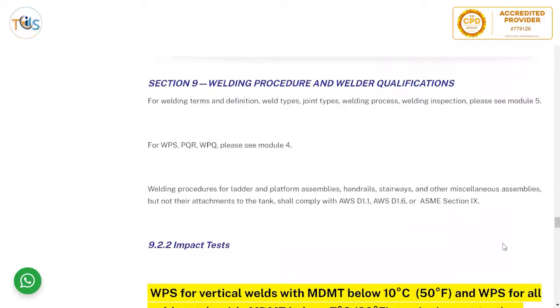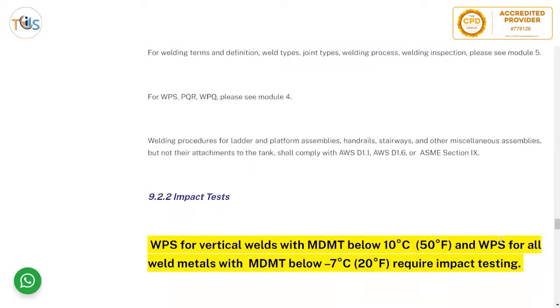Section 9, Welding Procedure and Welder Qualification. For welding terms and definition, weld types, joint types, welding process, welding inspection, please see our Module 5. For WPS, PQR, WPQ, please see Module 4.